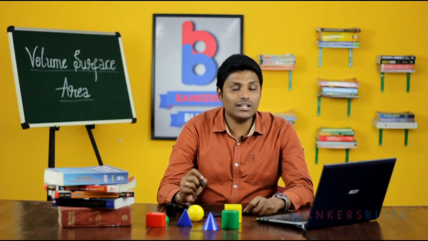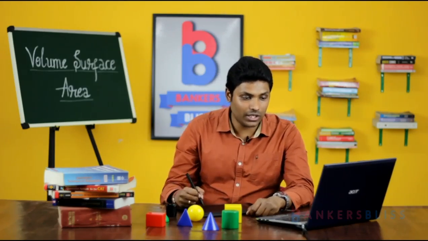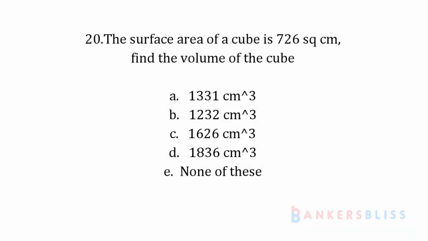So here the diagonal is nothing but a root 3. They have given the value, that is 8 root 3. A root 3 is equal to 8 root 3. Root 3 cancels. Therefore the edge of the cube is nothing but the side, that is 8 centimeters. Okay, so let's move on to the next problem, problem number 20.